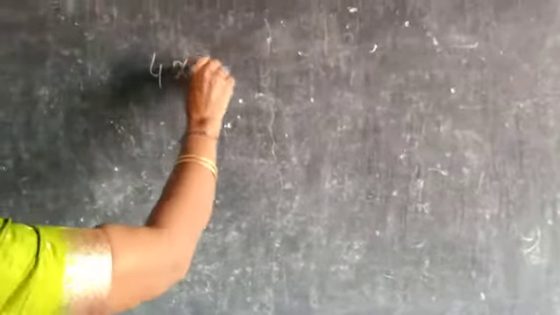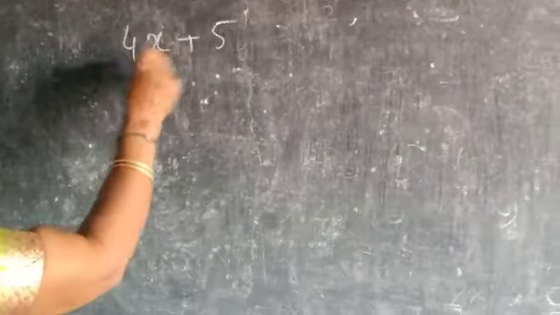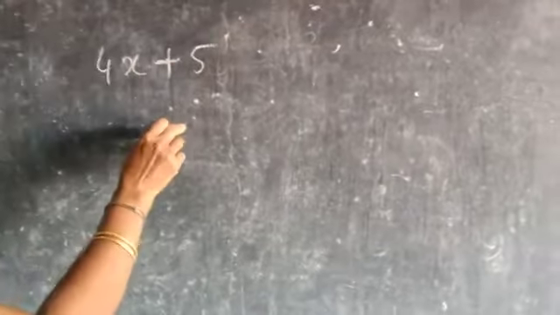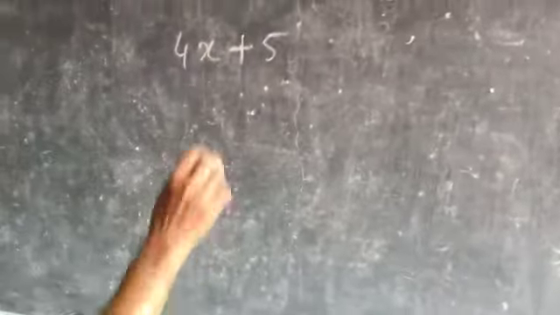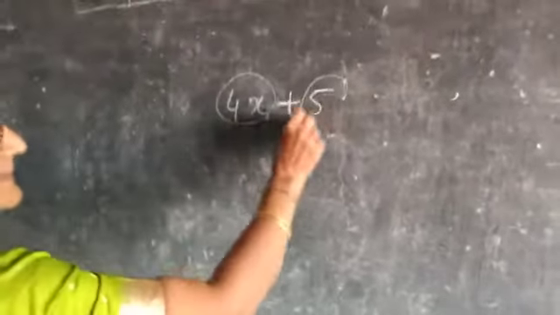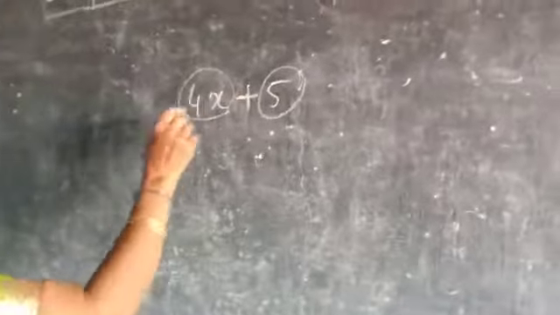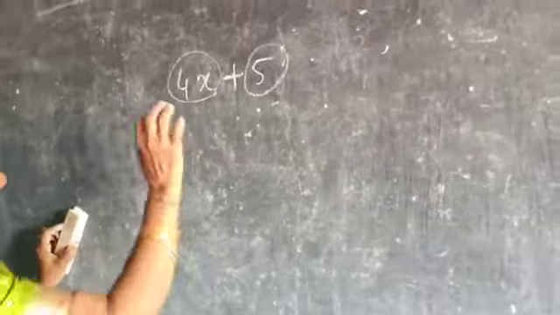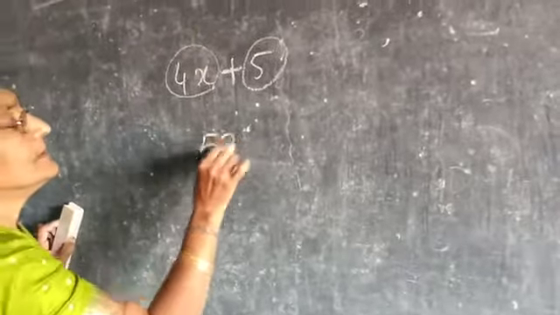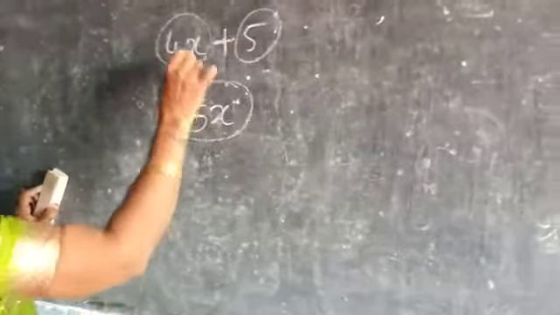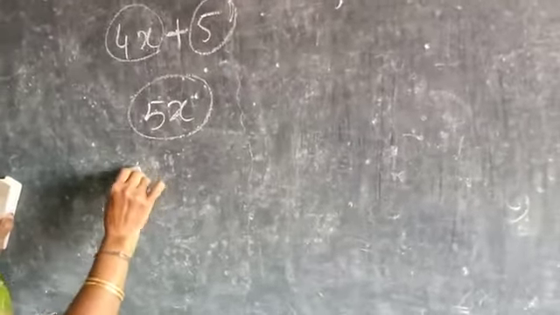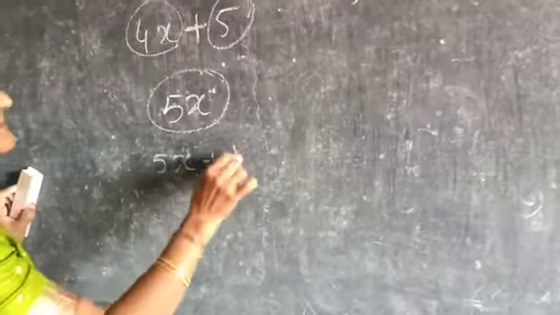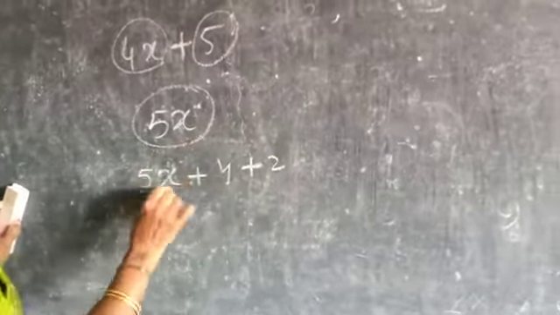Suppose 4x plus 5 is there. How many terms are there in this expression? Two terms are there. 4x is one term and 5 is another term. An expression with one term is one term, this one has 2 terms, and suppose another expression has 3 terms.